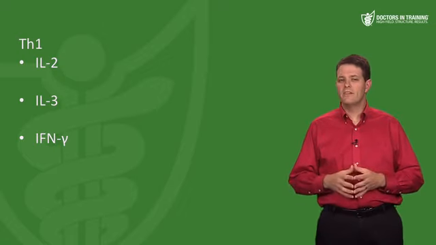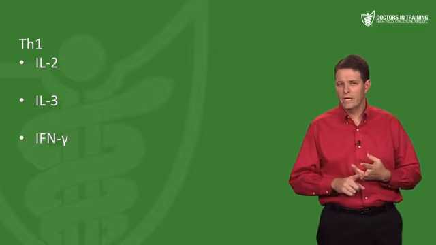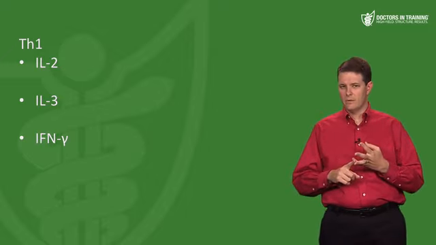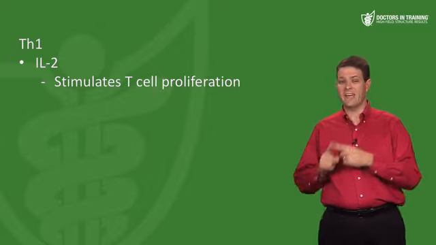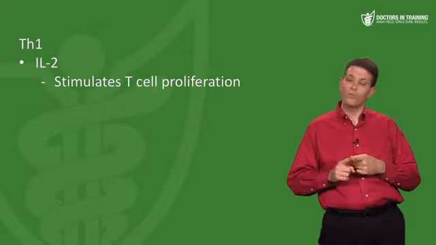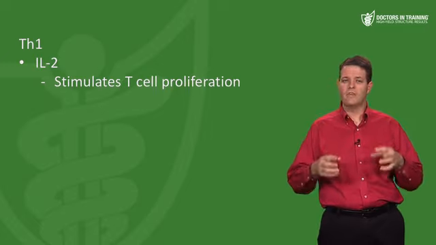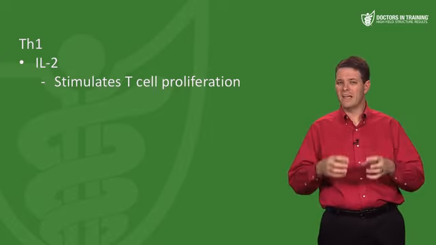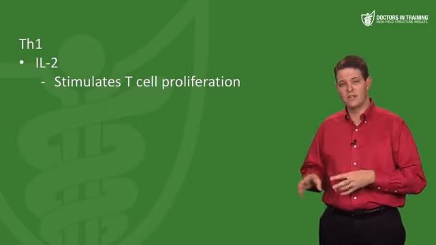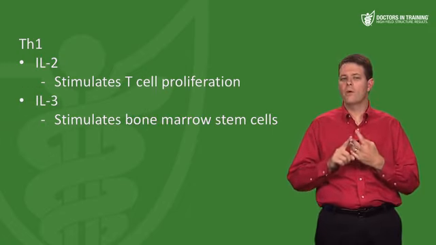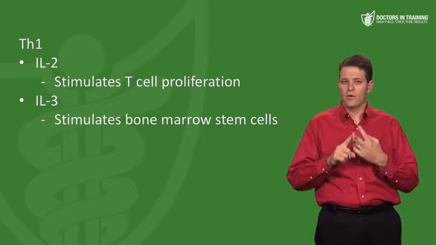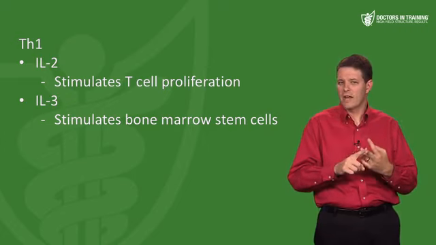Now let's group these cytokines by which cells secrete them. And there can be some overlap. T helper 1 cells secrete IL-2, IL-3, and interferon gamma. So IL-2 stimulates proliferation of T cells, both helper T cells and cytotoxic T cells, and also regulatory T cells. So a lot of immunosuppressant drugs work by blocking IL-2 because shutting down T cells is going to shut down the immune system.